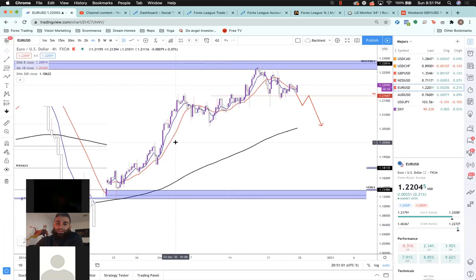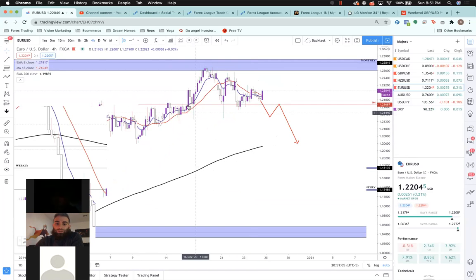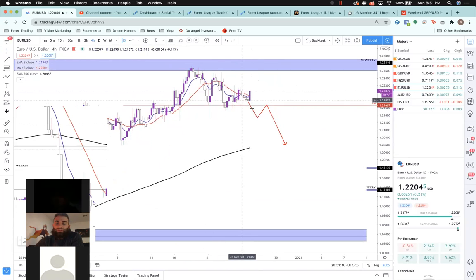Again, if we did the same thing on this that we just did on the other two pairs, I would be able to mark this as my 4-hour level of support. This is my 4-hour level of structure. This level needs to break, guys, before I start to short.